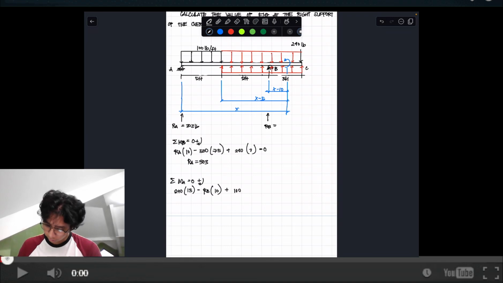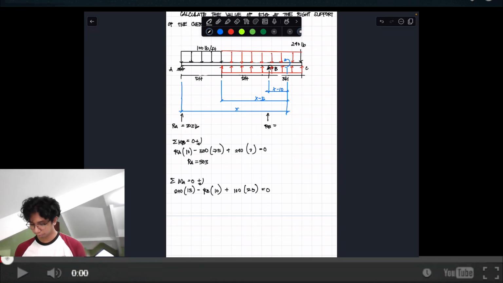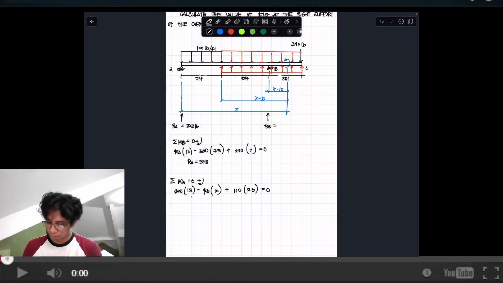100 multiplied by 2.5 is equals to 0. So 240 multiplied by 13 minus RB, which is 10, plus 100 multiplied by 2.5 will be 337. Our RB is 337 pounds.